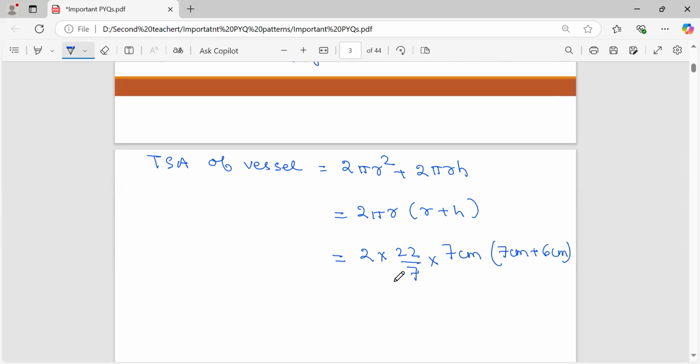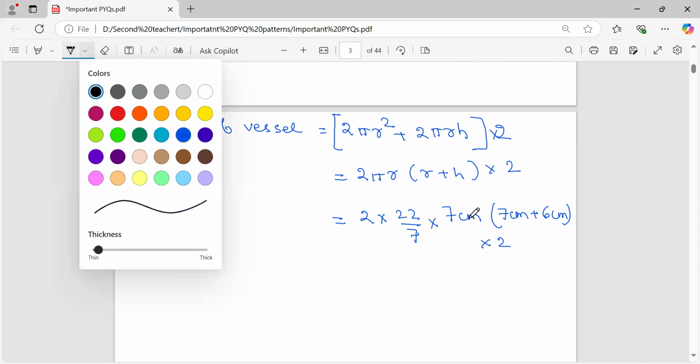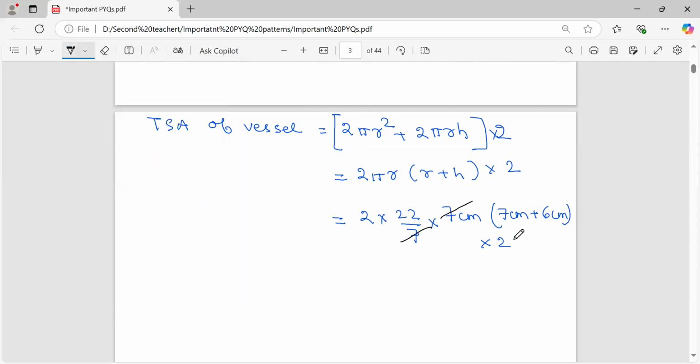Okay. Now this is inside and this is outside as well. So I will take it twice. This surface area is inside and outside as well. So I have another into 2 here. Clear? Because it is the hollow cylinder. So 7, 7 cancels. Let me take another color. So 7, 7 cancels. 2, 2 cancels.